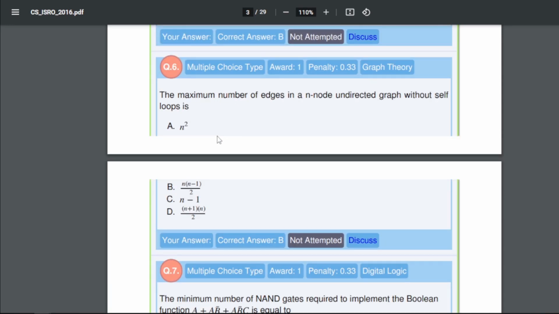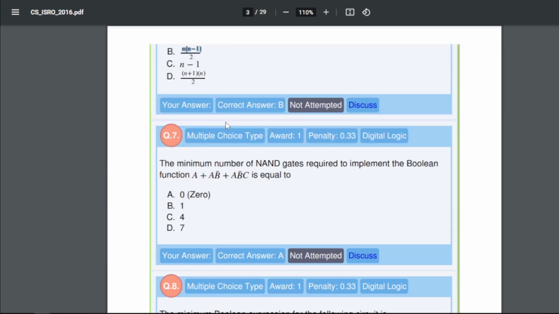Now question number 6 is, the maximum number of edges in an n-node undirected graph without self loop is what? The maximum number of edges in an n-node undirected graph without self loops is n into n minus 1 divided by 2, that is option number B.